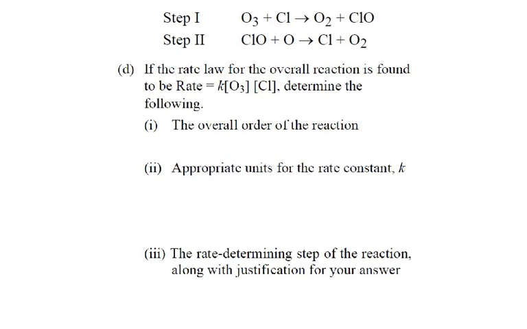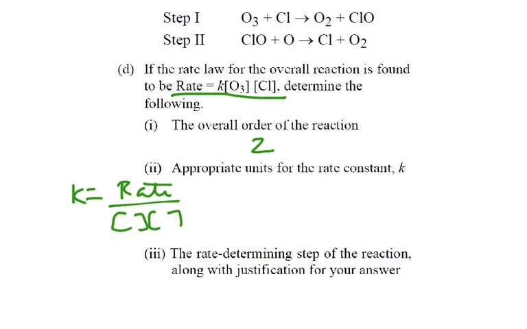Another question from this: if the rate law for the overall reaction is found to be rate equals K, O3 to the first order, Cl to the first order, figure out what's the overall order of the reaction, and obviously the overall order is going to be 2. What are the appropriate units for the rate constant? Okay, we just solve for K. So K is equal to rate over a concentration times a concentration.